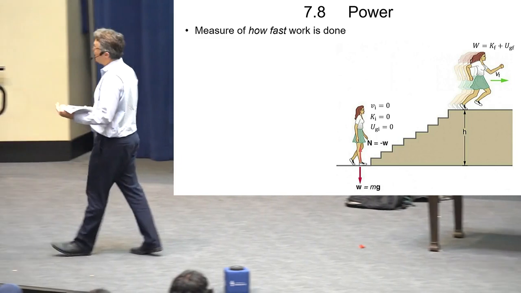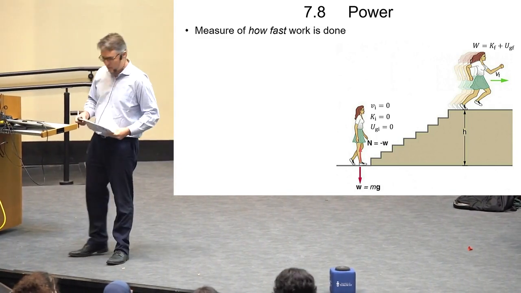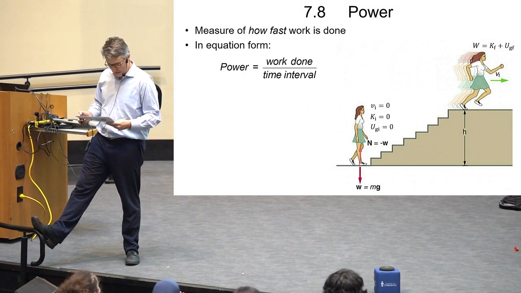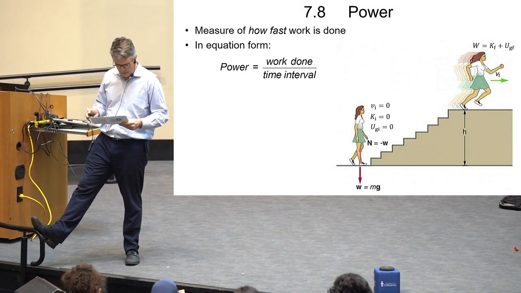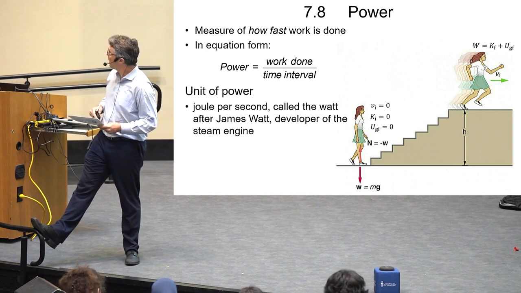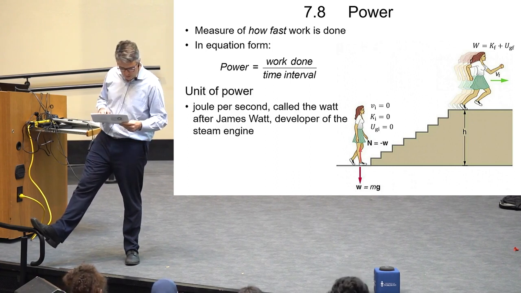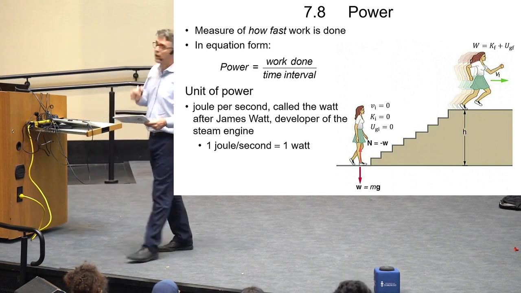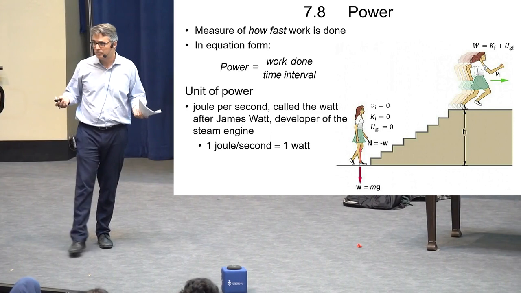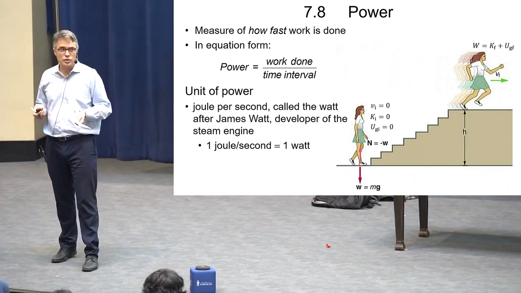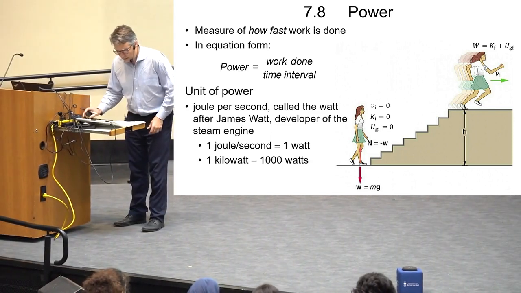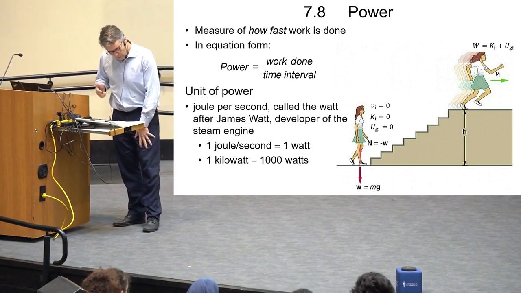Okay, so that also segues into what we're doing today. Power is how fast work is done. It's work done divided by the time interval delta t. And it's got its own unit of power, the watt, named after James Watt, the developer of the steam engine. A joule per second is a watt. So a 100-watt light bulb uses up 100 joules of energy every second. And a kilowatt just means 1,000 watts.